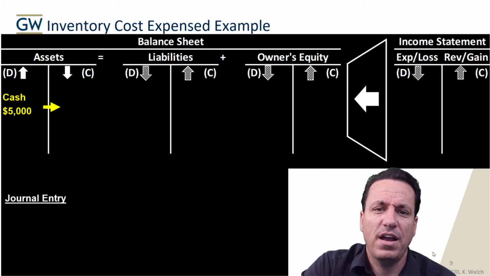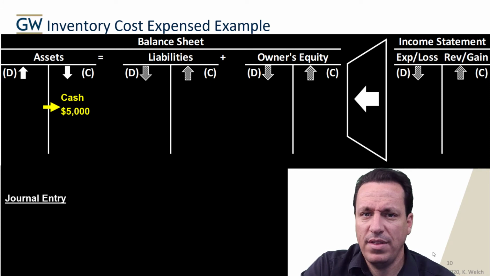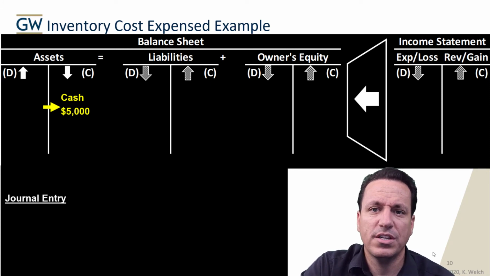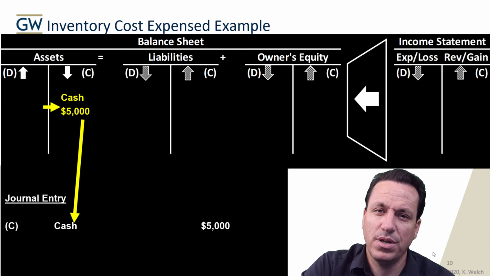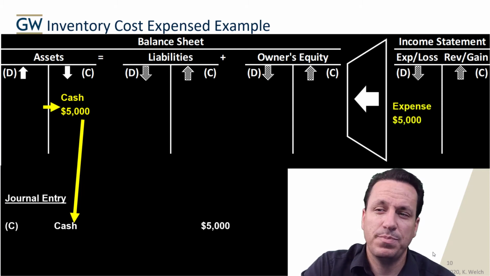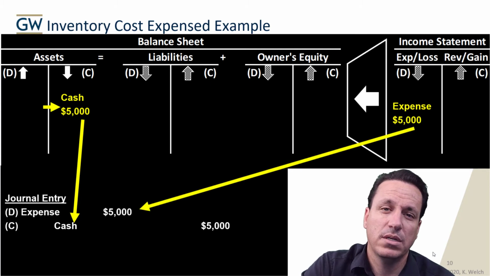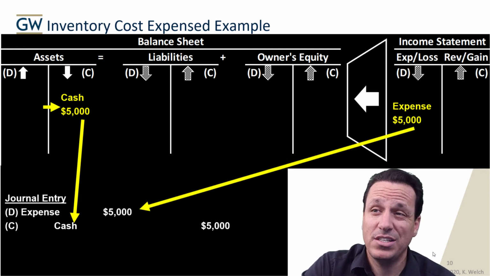Well, guess what? That $5,000, we don't have that anymore. So we have to credit that. It's going to cost us $5,000, and that's going to be taken off the balance sheet as we pay for it. So we pay $5,000 and we credit that. Now we need a debit. What are we going to debit? Well, remember, storage costs that are not related to the production need to be expensed. So we're going to expense those for $5,000, and it's going to be a debit to the expense, and that's the journal entry.